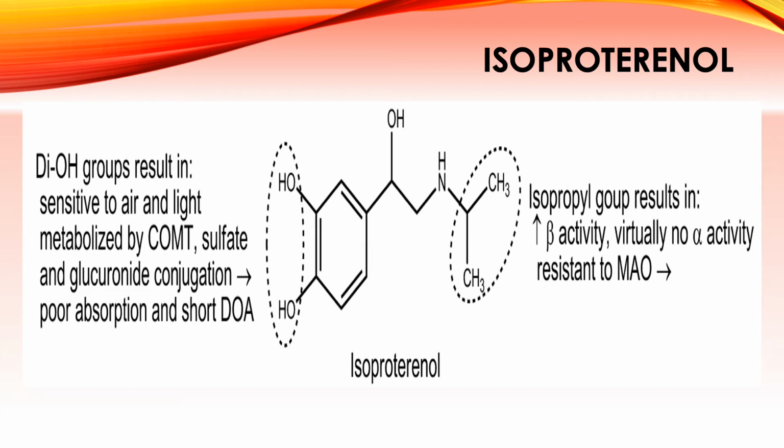The dihydroxyl substitution on the benzene ring gives isoproterenol a sensitivity to air and light. Also, it is easily metabolized by COMT, and because hydroxyls are susceptible to conjugation, it undergoes sulfate and glucuronide conjugation upon metabolism in the liver. It has poor absorption due to its hydrophilicity, and therefore it has a short duration of action.